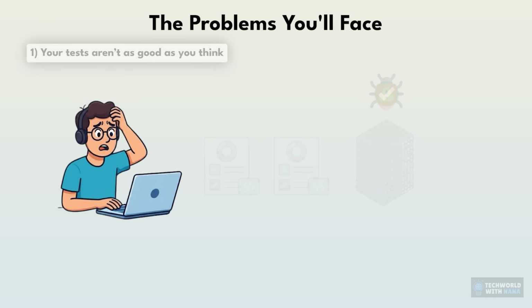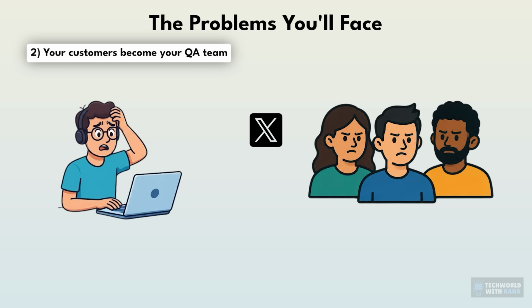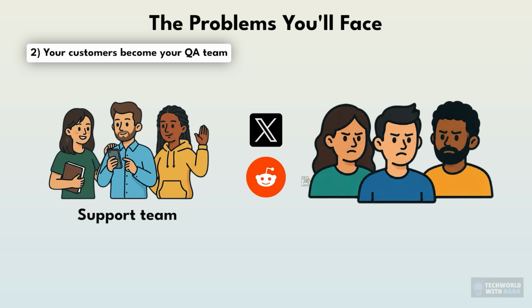And when that happens, your customers basically become your QA team, because when bugs slip through to production, the actual customers hit them. They get frustrated, they complain on Twitter, they complain on Reddit or X, and your support team gets flooded with tickets.